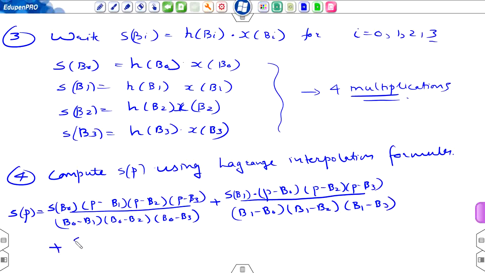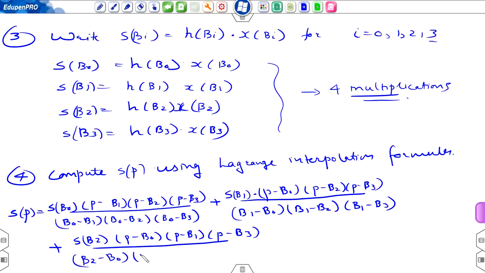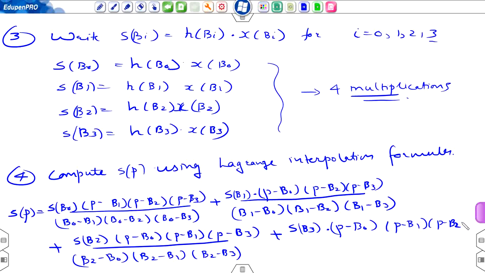plus s of beta 2 into (p minus beta 0)(p minus beta 1)(p minus beta 3) divided by (beta 2 minus beta 0)(beta 2 minus beta 1)(beta 2 minus beta 3), plus s of beta 3 into (p minus beta 0)(p minus beta 1)(p minus beta 2) divided by (beta 3 minus beta 0)(beta 3 minus beta 1)(beta 3 minus beta 2).